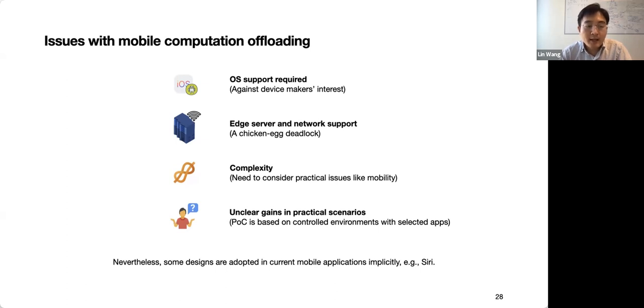But some of the designs have actually been adopted in current mobile applications, in an implicit way. For instance, Siri on iPhones uses this kind of offloading idea for the complex natural language processing component. Basically that is done on their servers, right? They don't do this complex code or thread level offloading, of course, but they offload some of the major components to the cloud in order to address the computational issue on the mobile phone.